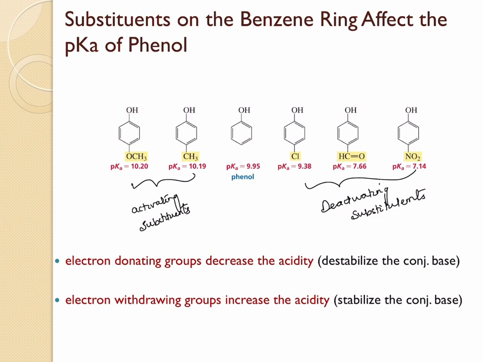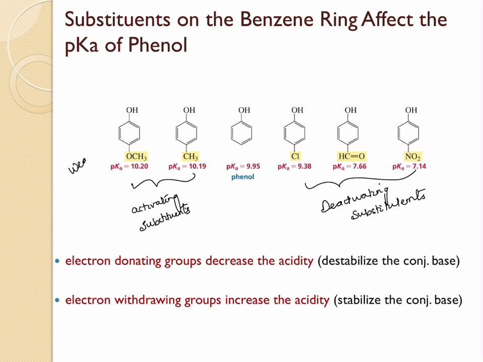Or in other words, when this hydrogen is lost, this oxygen will have more electron density on it, which will destabilize the conjugate base. On the other hand, when you have deactivating substituents, the deactivating substituents are going to pull the electrons, right? As they pull the electrons, the bond between oxygen and hydrogen will be weakened, and therefore the hydrogen can be lost easily, and also the conjugate base will be stabilized because you do have an electron withdrawing group. This is the reason why we have higher pKa with electron donating substituents and lower pKa for electron withdrawing substituents.